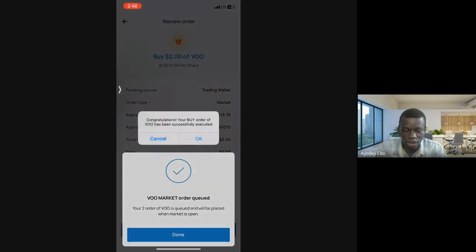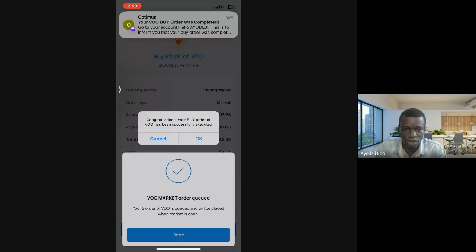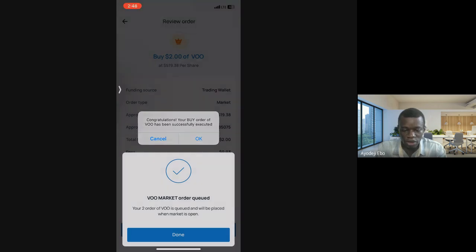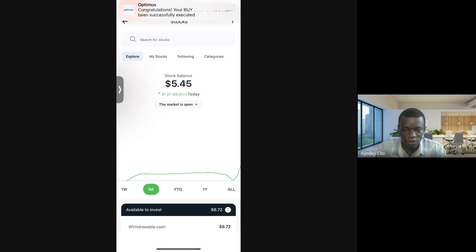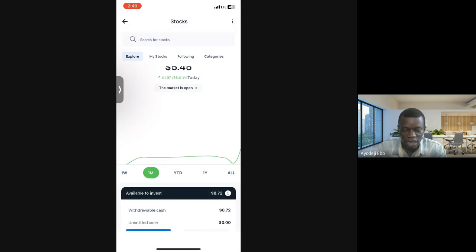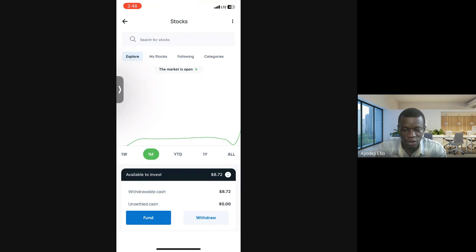So you can see I bought VOO. It sent me an email notification and a push notification that the transaction is successful. You can see my stock balance has increased, and my amount available to invest has gone down.